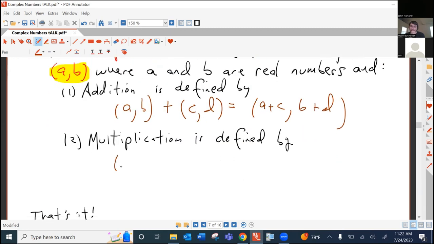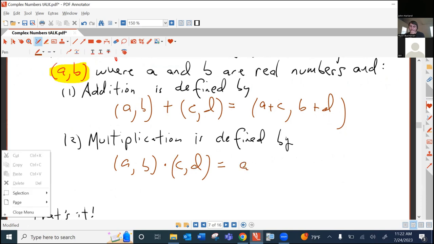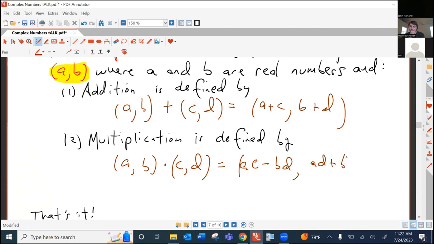Multiplication is a little weirder, a little more exotic. How are you going to multiply two numbers? Well, you can imagine this is A plus BI, C plus DI, and then just use the distributive property. You get A times C minus B times D for the first component, and then you get AD plus BC for the second. I think that's correct. Maybe show how that comes out from the distributive property.